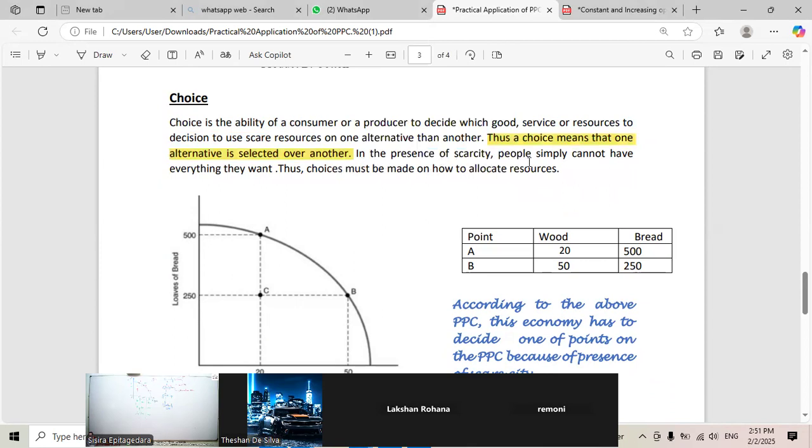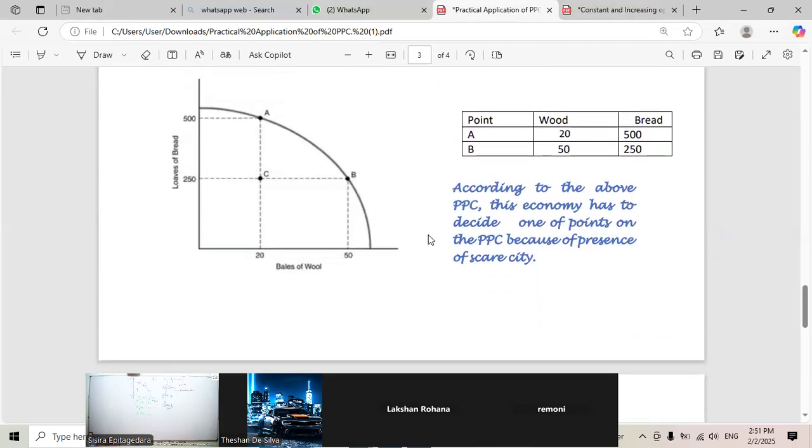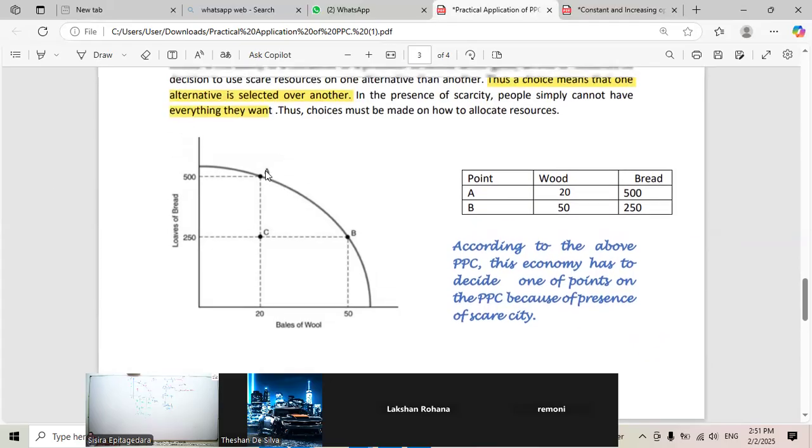In the presence of scarcity, people simply cannot have everything they want. Thus, choices must be made on how to allocate resources. Example, when you come to A level, you can't do all subjects. You have to choose one of them. Now you have already chosen commerce stream or art stream or whatever. That's a choice, right? On the production possibility curve, this economy has 2 points, A and B. But the economy cannot achieve both A and B.